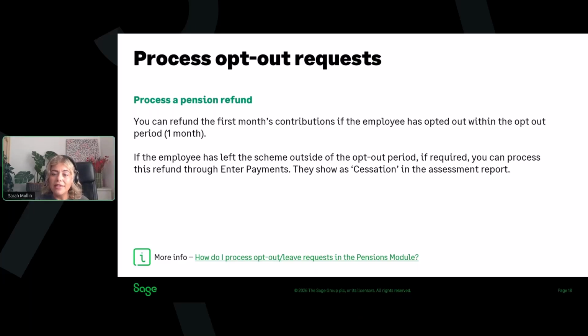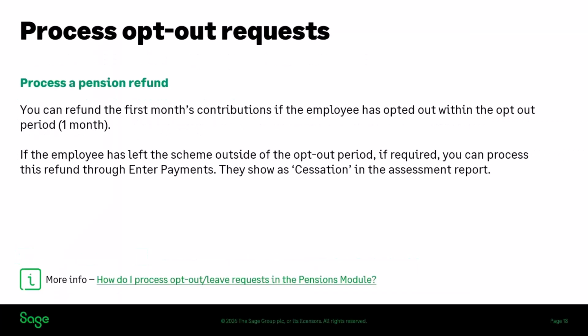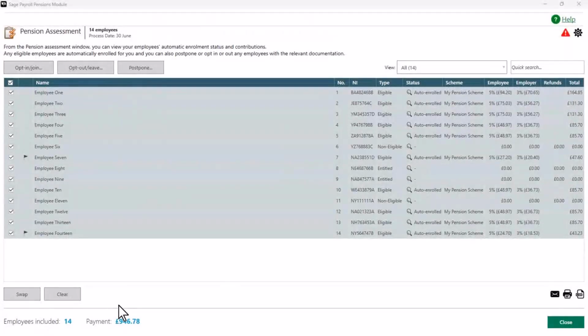So with all of that said, let's jump back to the demo and pick up where we left off. So I'm still in my pension assessment for June, and just as a bit of a reminder, the only employees flagged for changes this period were employee 7 and 14. Now, as part of my employer duties, I would need to write to employee 7 and 14 to let them know they've been auto-enrolled, but we'll look at that a bit later on.